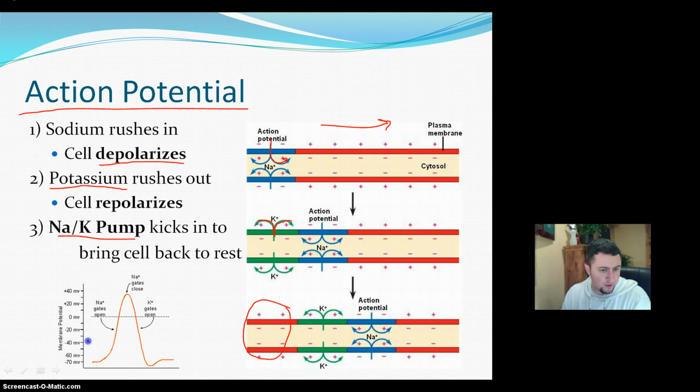So here I have this diagram again. We're starting here at negative 70 millivolts. So we begin to depolarize, and then bam, when we reach that negative 55 millivolts right here, that critical point, boom, we're going to get that action potential to fire. We're going to get those sodium gates to just dump tons of sodium in. And the cell is going to produce a voltage right here at the top. This is a positive 30 millivolts.